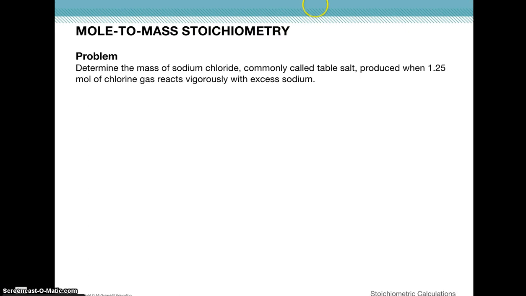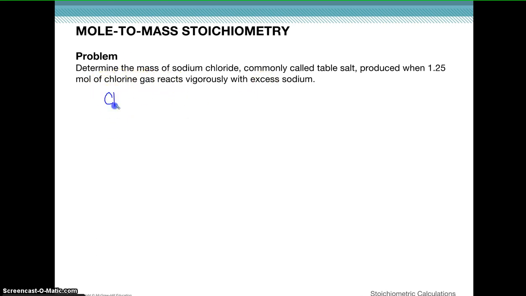Okay, so for this one, we're going to have to write a balanced equation. This is a new one. It says, determine the mass of sodium chloride, commonly called table salt, produced when 1.25 moles of chlorine gas reacts vigorously with excess sodium. So the first thing we want to do is write our balanced equation. So what two things are reacting with each other? Well, it looks like chlorine gas reacts with excess sodium.